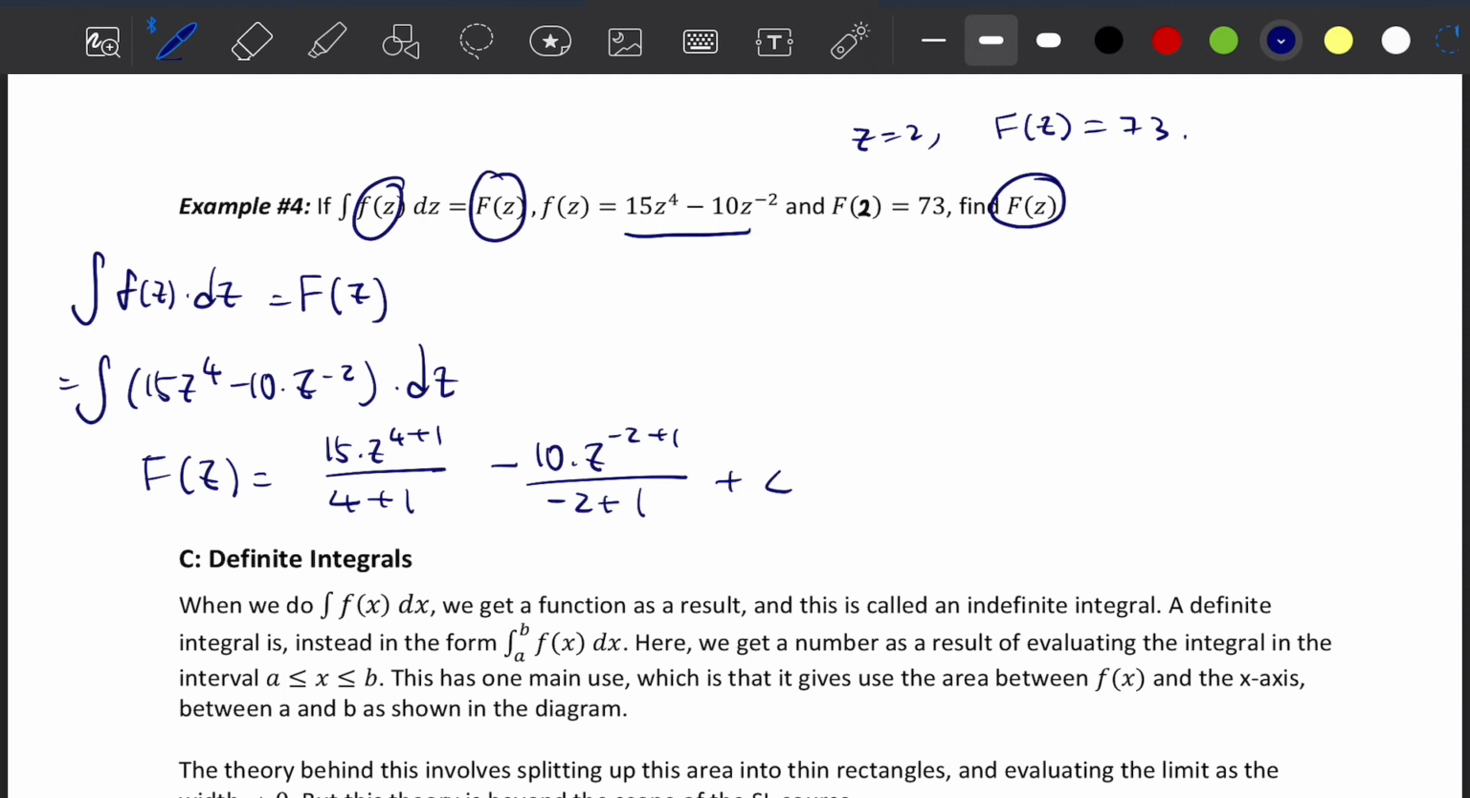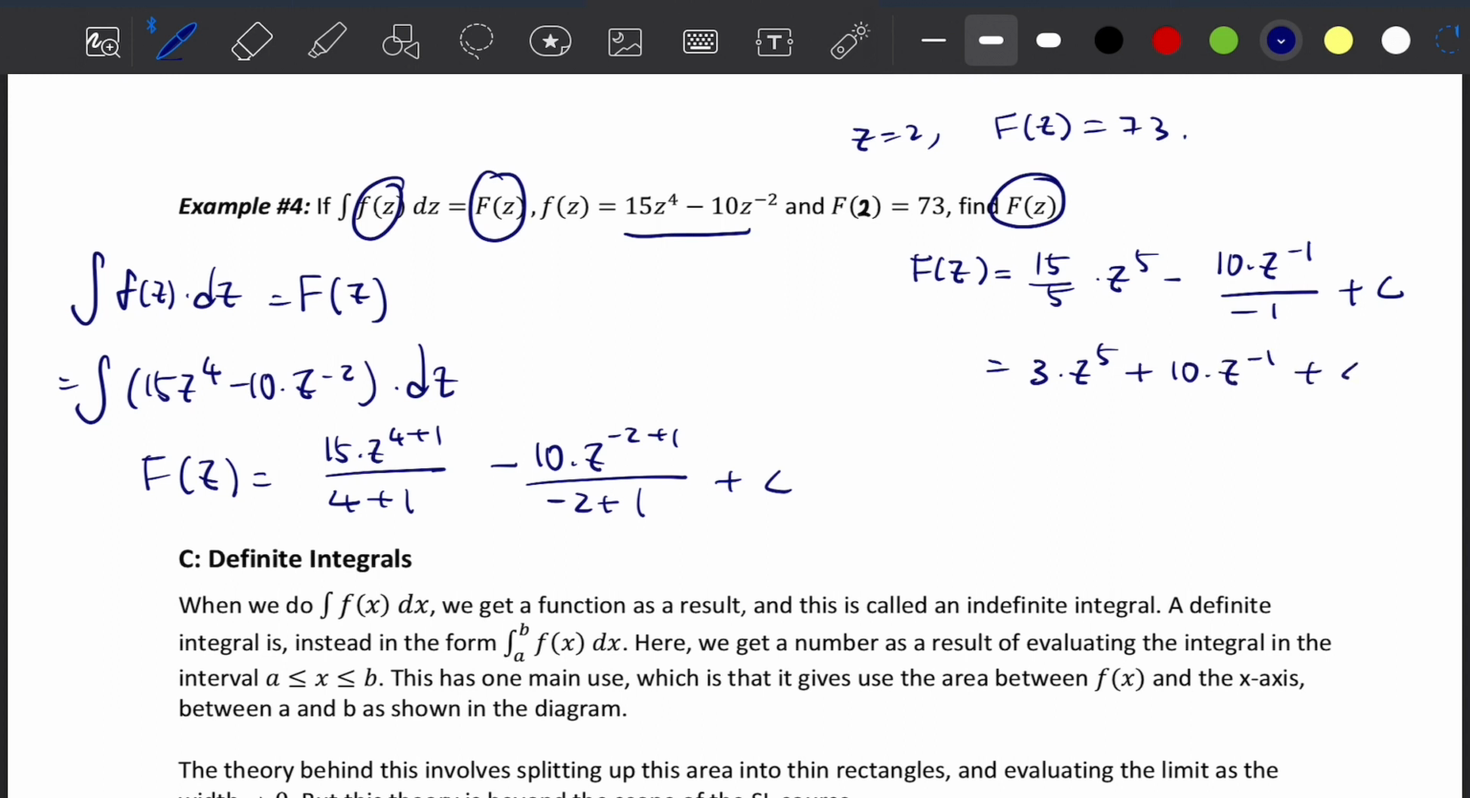Then this simplifies into F of z equals 15 over 5 z to the power of 5 minus 10 times z to the power of negative 1 over negative 1 plus c, which simplifies into 3 times z to the power of 5 plus 10 times z to the power of negative 1 plus c.